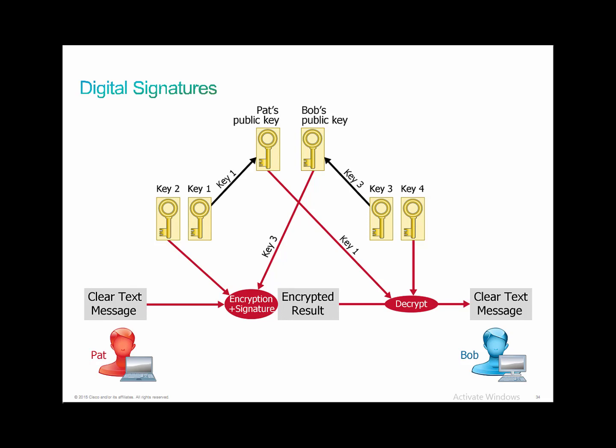So when Pat wants to send a message to Bob, he starts by encrypting it with key 2, which is his private key, and only key 1, which is the public key of Pat, can be used to decrypt that result. And in that sense, now Bob can be certain that the message was actually sent by Pat. Does that make sense? I hope that makes sense.